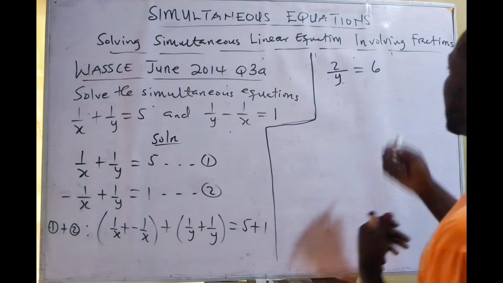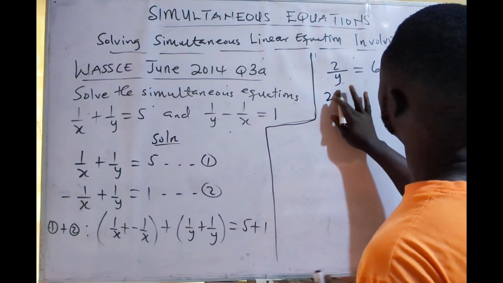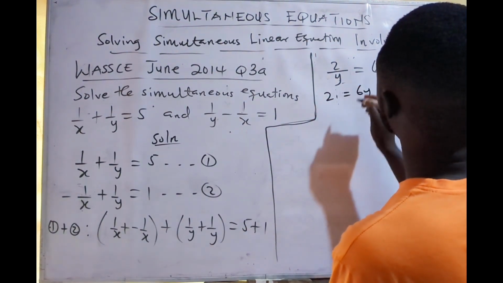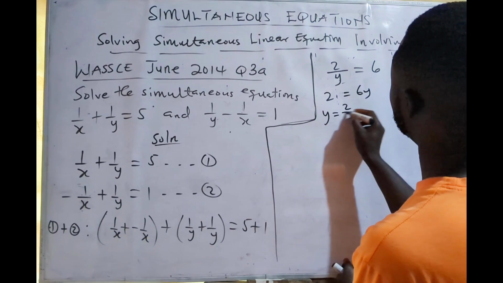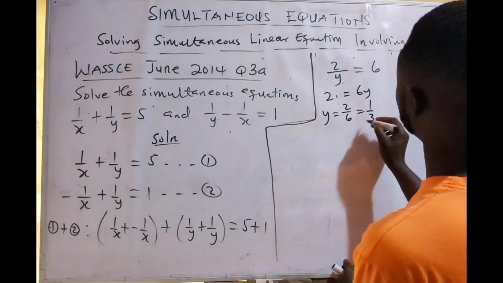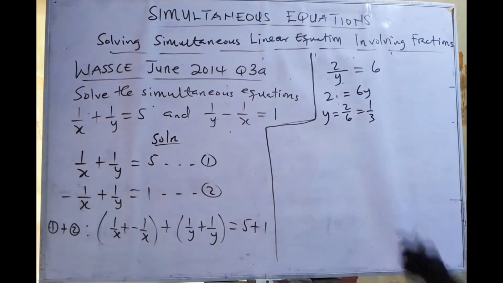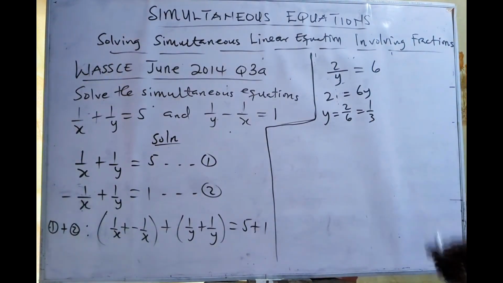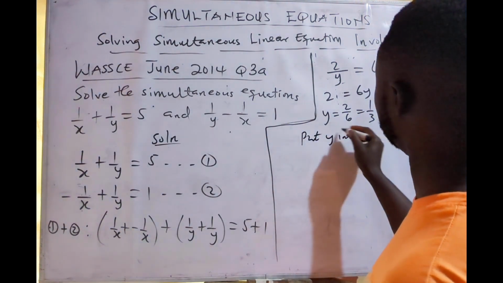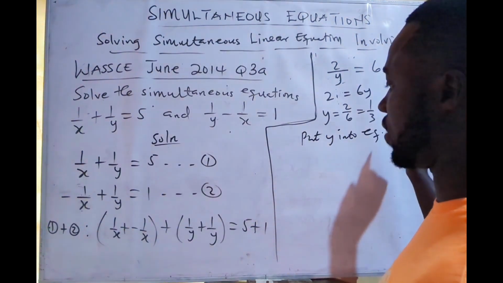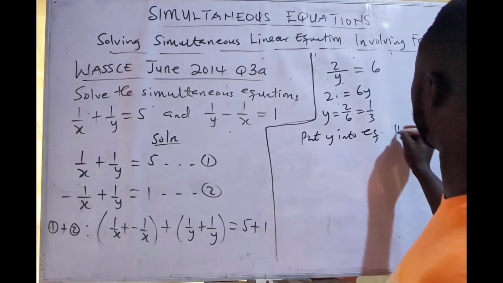Then we multiply 2 by y, so that 2 will be equal to 6y. Then we divide 2 by 6, so y will be equal to 2 over 6, and that will give us 1 over 3. So 2 over 6 gives us 1 over 3, as we had before. Then we put y into, let's say, which of the equations? It will be equation 1.